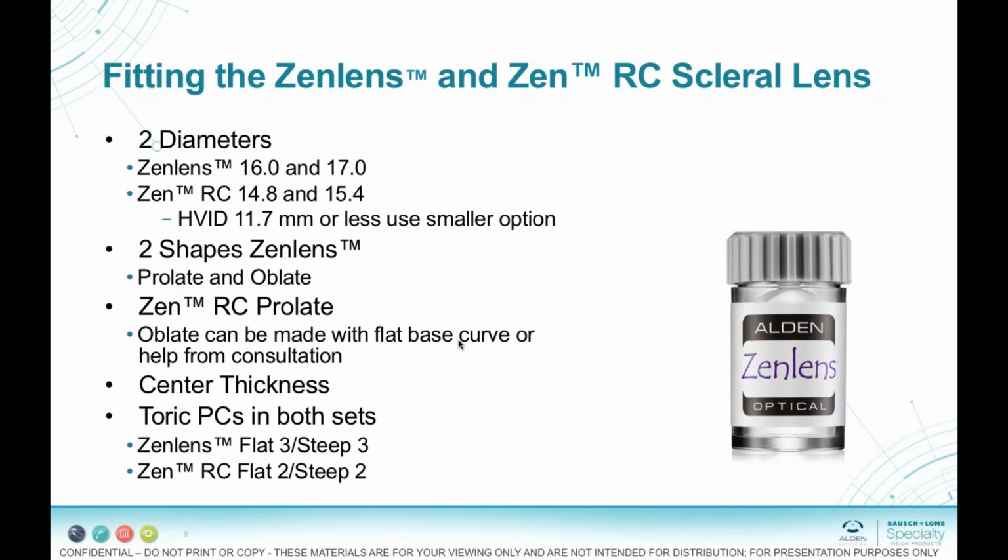Again, it was geared towards smaller lenses, more normal corneas, more regular corneas, less irregularities, so less need for that flexure resistance, if you will. And both sets have toric peripheral curve options within the fitting set. XenLens has 3 steps flat by 3 steps steep toric PCs in the fitting set as an option. They're not all toric, but there are toric lenses within your set. And XenRC also has mainly spherical peripheral curve lenses, but also has some torics for those patients that you might need them for, 2 flat by 2 steep set.